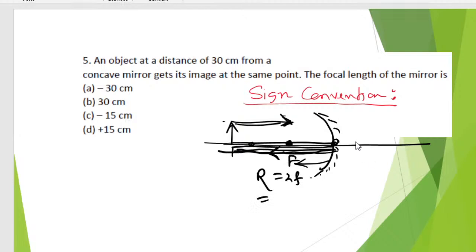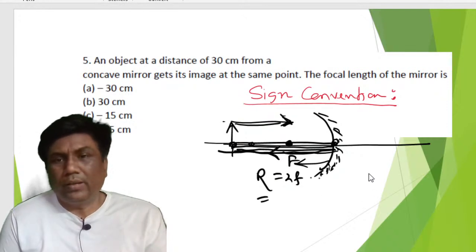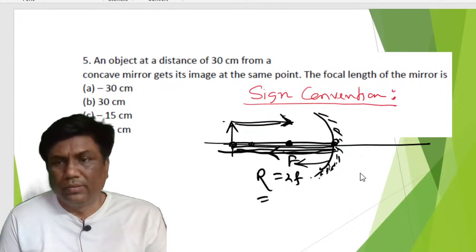So, the radius of curvature of a concave mirror will also be negative only. So this is the sign convention. As it is given, the object is at a distance of 30 centimeter. The object distance should be taken as negative only. So you can apply mathematics also.